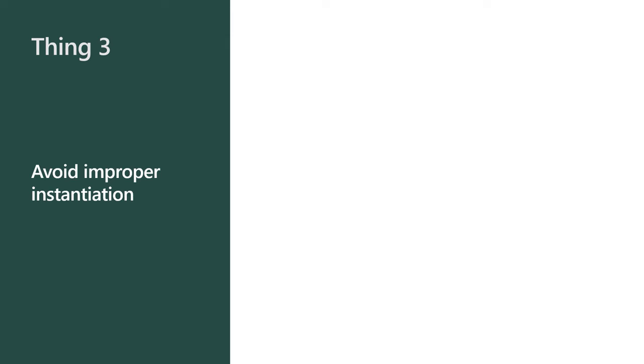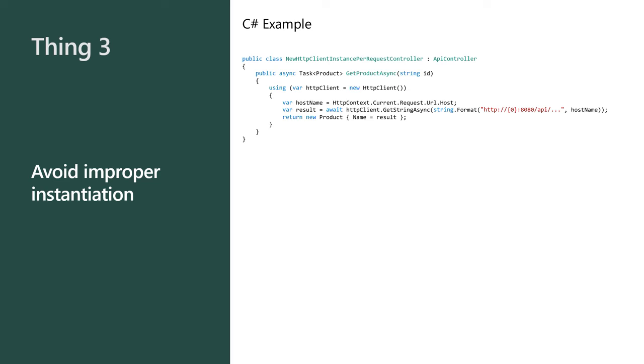All right, thing number 3. This is another kind of gotcha. Can anyone tell me what is the problem with this piece of code? That's correct. The HTTP client is being instantiated per execution.